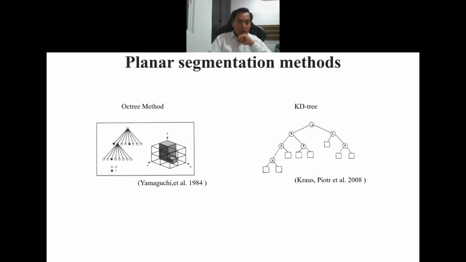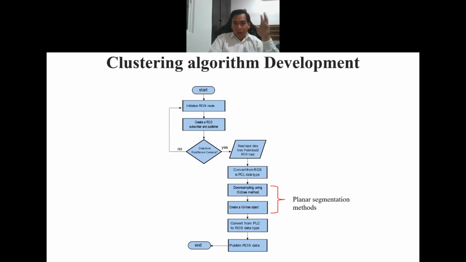Talking about the planar segmentation methods, the first one is the octree method. This is used for downsampling the data, to enhance the processing time of the CPU that the Autominy has. And then the KD-tree method, which searches for the nearest point to the objects that we are tracing, separating the points from other blobs of objects.